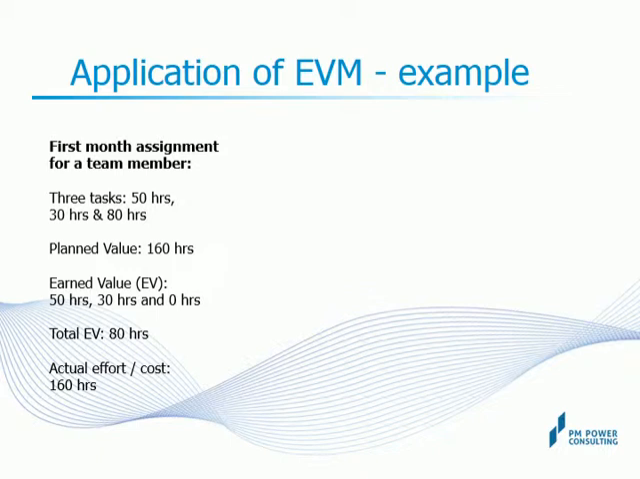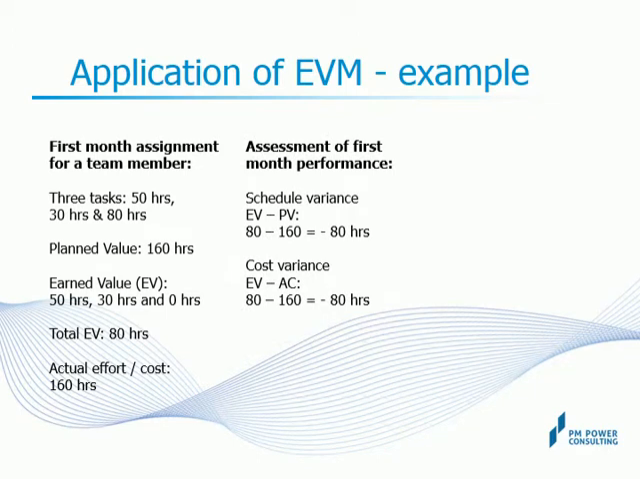Hence, we consider the full value of task 1 and task 2 as earned and do not at all consider any earned value for task 3, although effort has gone into it. So the earned values for the 3 tasks are 50 plus 30 plus 0, which equals 80 hours. However, the developer has actually put in 160 hours of effort for achieving 80 hours worth of earned value.